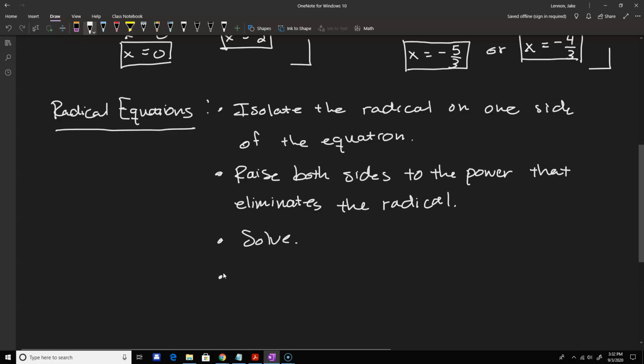And then the thing is, whenever we have a radical equation and you square both sides or something like that, it introduces the possibility of extraneous solutions. So we always need to check our answers in the original equation.